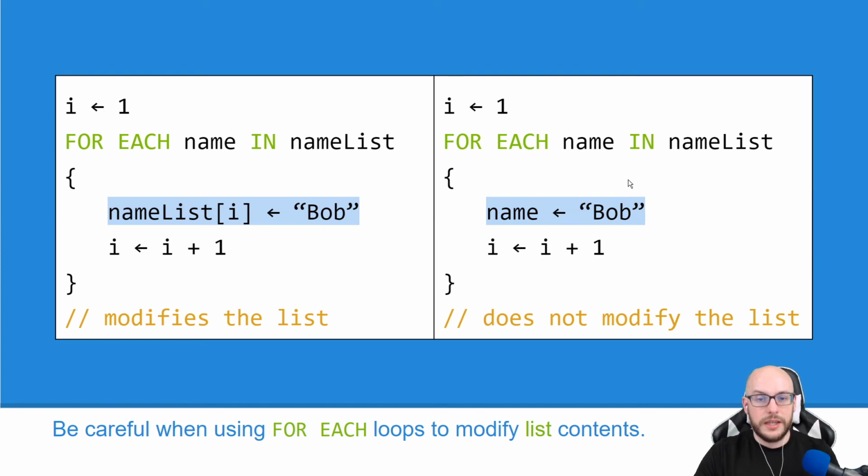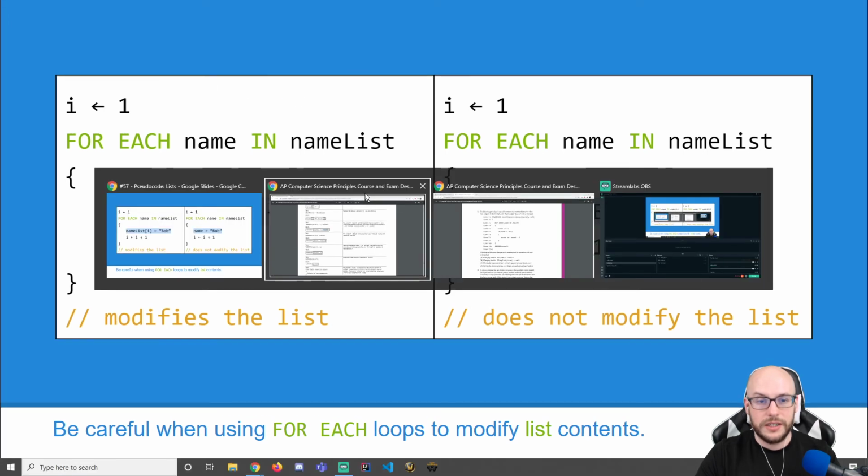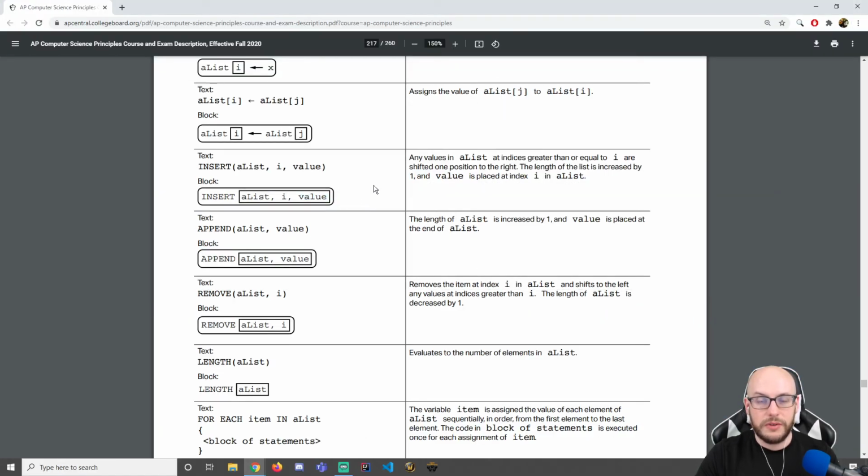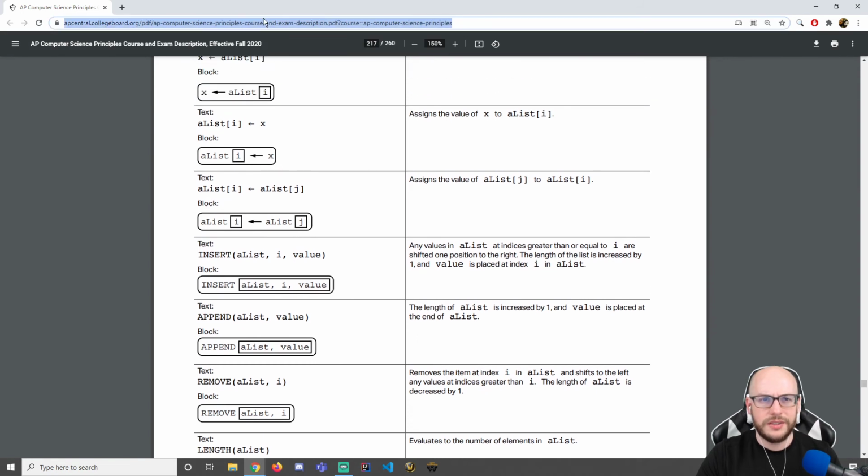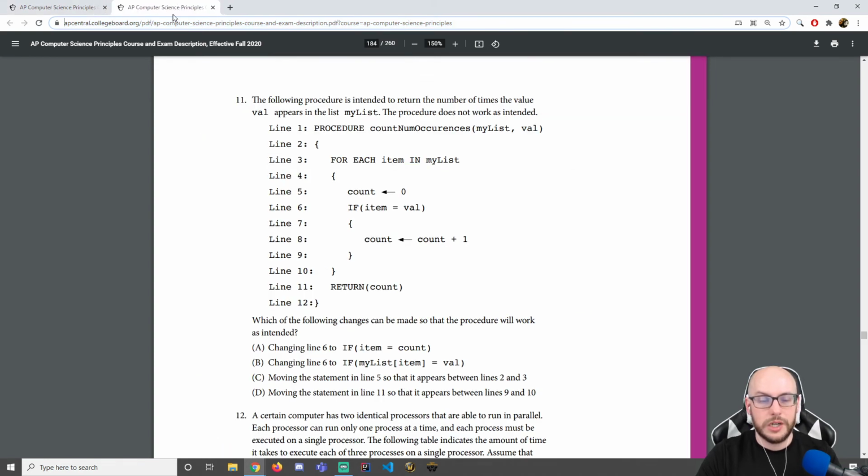Okay. That is the pseudocode list, and notice that we had the for each loop get introduced along with it. Yet again, you would receive a reference sheet. This is available online, by the way. This is just the course description at the end of it. Speaking of course description, they contain some sample problems, such as number 11, which we'll look at now.